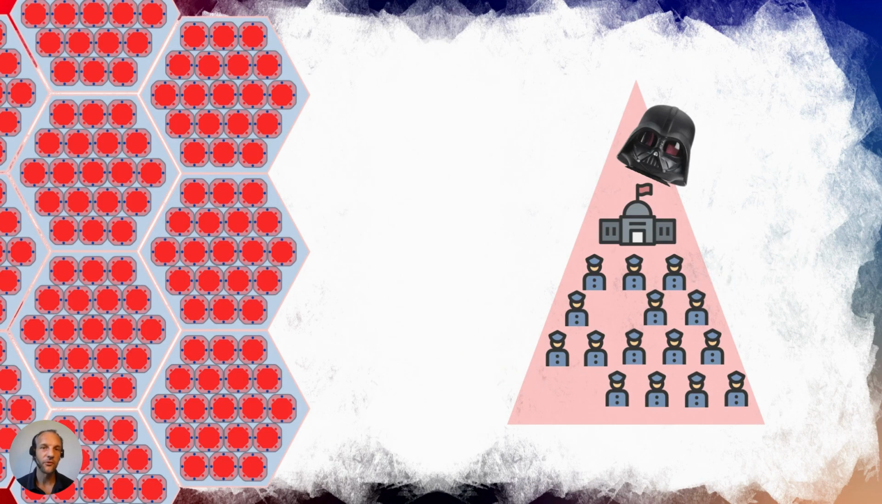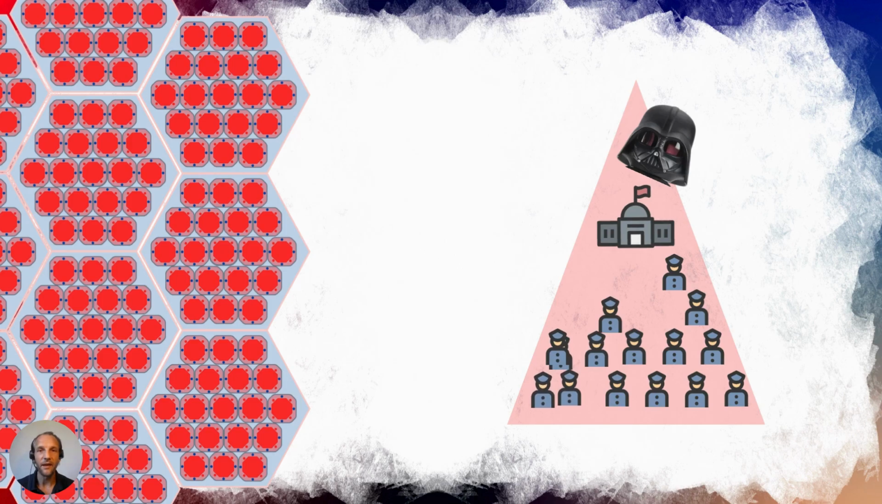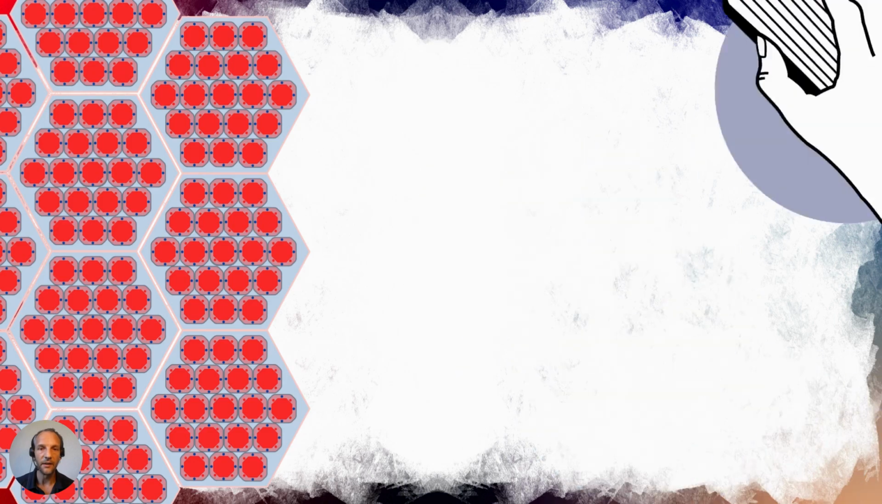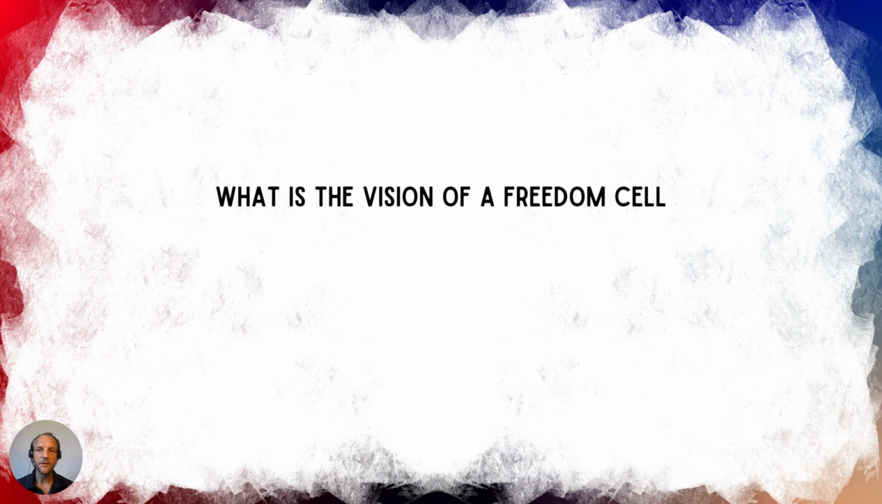This is for certain. There's a definite, that's going to happen at the end of the day anyway. But this allows us to still maintain our own quality of life while they're falling apart. We don't have to be dragged into it. So the next thing is, what is the vision of a freedom cell?